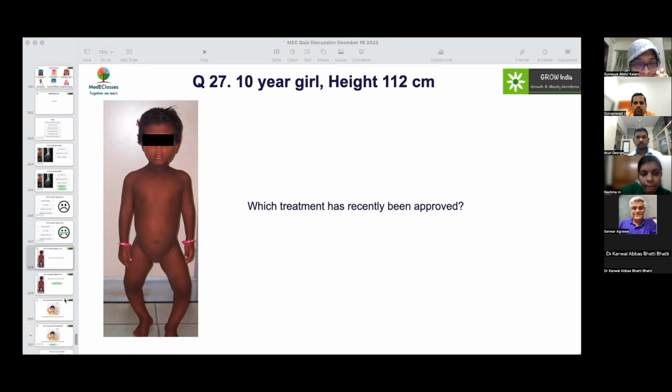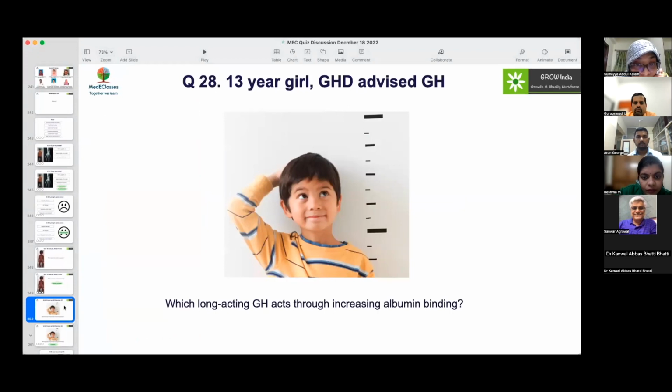Next question, I've reset the button. A 13-year-old girl, GHD, advised growth hormone. Now, the question is, which long-acting growth hormone acts by increasing albumin binding? Dr. Somaya. Lonapegsomatropin. Lonapeg, that increases the albumin binding. Sir, somatrogon. No, the answer is somapacitan. So minus 10. There are different mechanisms by which these work. So it will be somapacitan, minus 10 there.